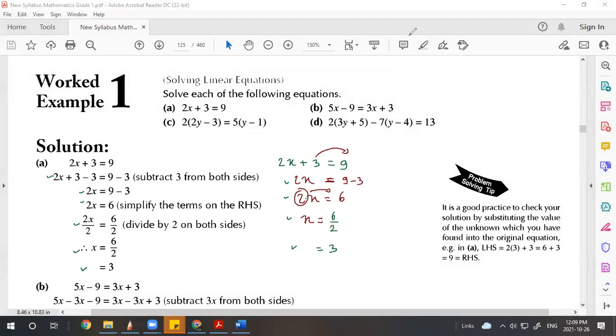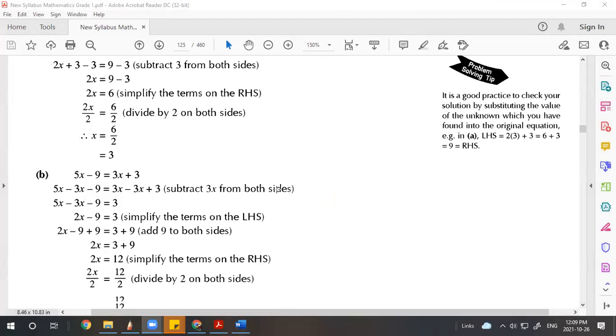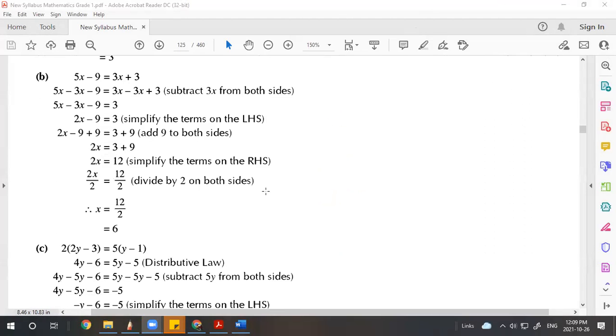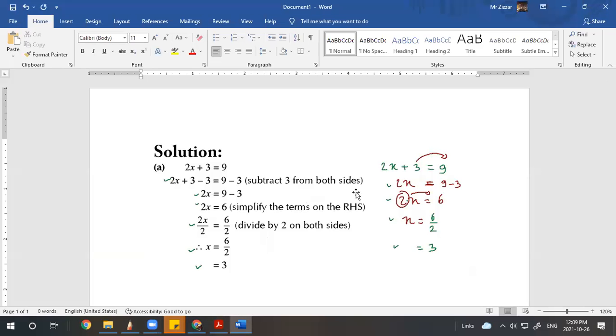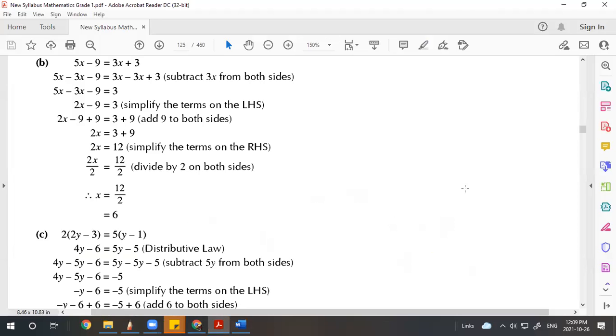For example B, let's try. So it's too much to do, right? It has so many things to do, but I hope that with my explanation later on, you can get the idea of how to do it in a simpler and more effective way. How about this? Let's try.